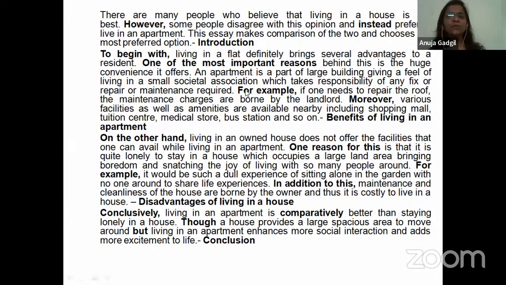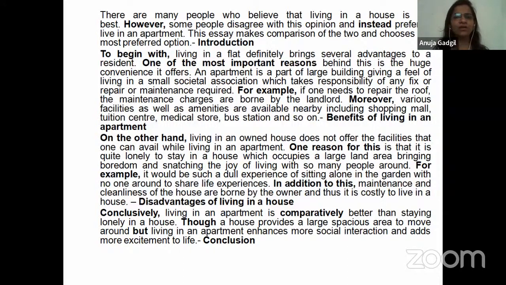There are many people who believe that living in a house is the best. However, some people disagree with this opinion and instead prefer to live in an apartment. This essay makes a comparison of the two and chooses the most preferred opinion. To begin with, living in a flat definitely brings several advantages to residents. One of the most important reasons behind this is the huge convenience it offers.